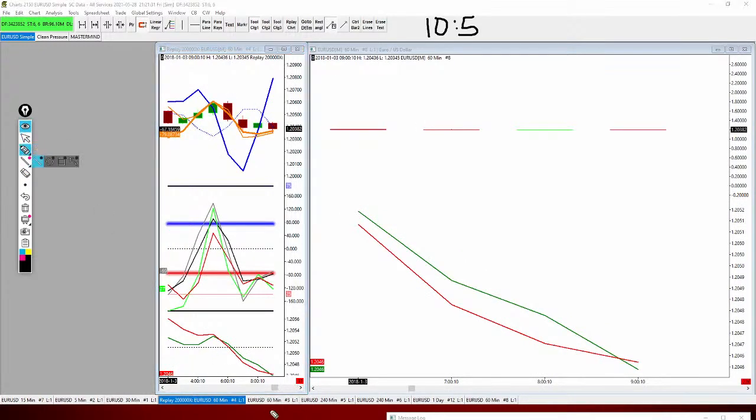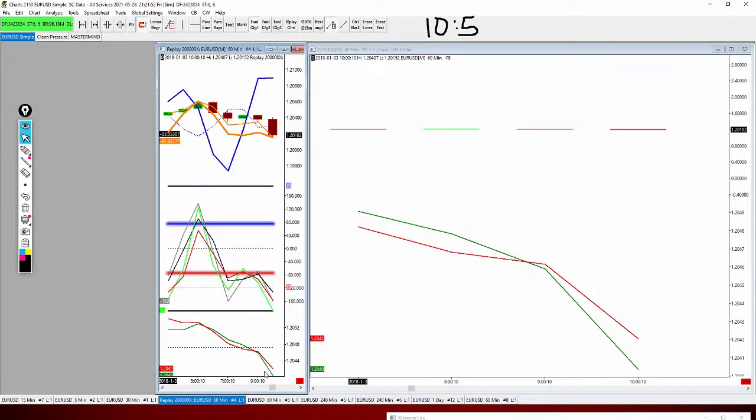Green's on bottom, and when green's on bottom, we want all 4 of these lines pointed down. We only have 2 of them pointed down. Majors are down, minors are up. So again, we don't have our square peg, square hole scenario. We don't have the parameters that we're looking for, so we do nothing there.